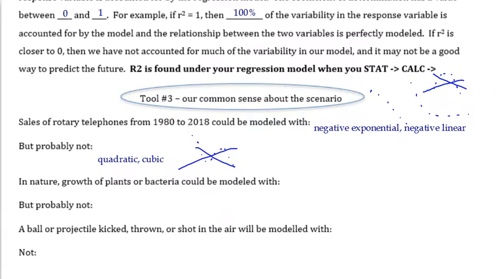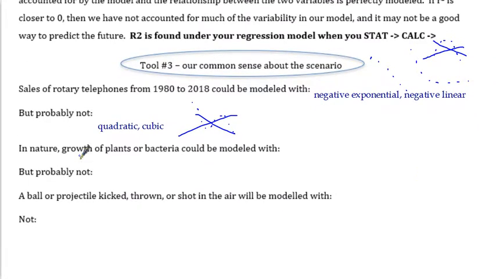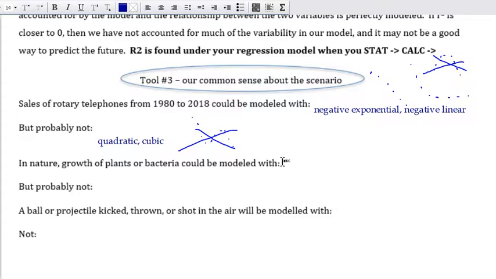Another thing we can look at is things in nature, so the growth of plants or bacteria. Those might be modeled with natural log, or ln. That's a good model for that, definitely. That's why we call it natural log. We might have some kind of positive exponential growth. And when I say negative or positive, I mean that's the leading coefficient.